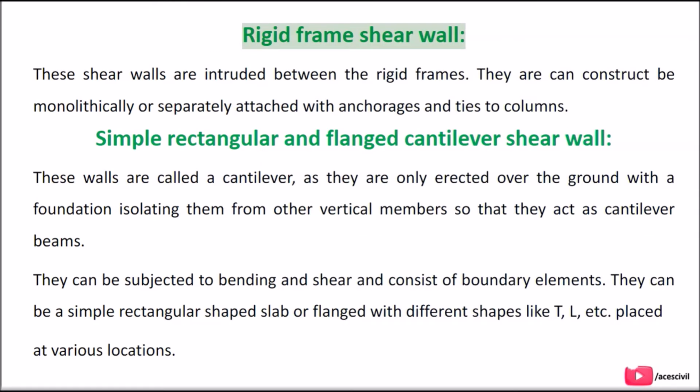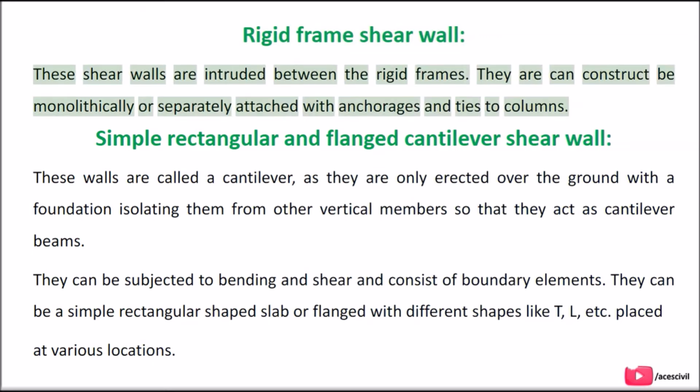Rigid frame shear wall. These shear walls are intruded between the rigid frames. They can be constructed monolithically or separately attached with anchorages and ties to columns.